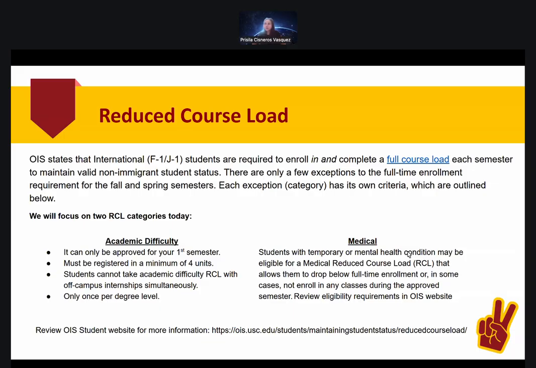Another type of RCL is the medical RCL. With that one you can drop as low as, in some cases, not even being enrolled in any classes, but it does have to be approved, and you do need documentation and medical supporting documents in order for that to get approved. Our office mainly reviews these on the academic side of things, so we make sure that you still are enrolled in the units that you are claiming. But at the end of the day, OIS is also a part of this process, and they're the ones that also have to approve it at the end of the process.